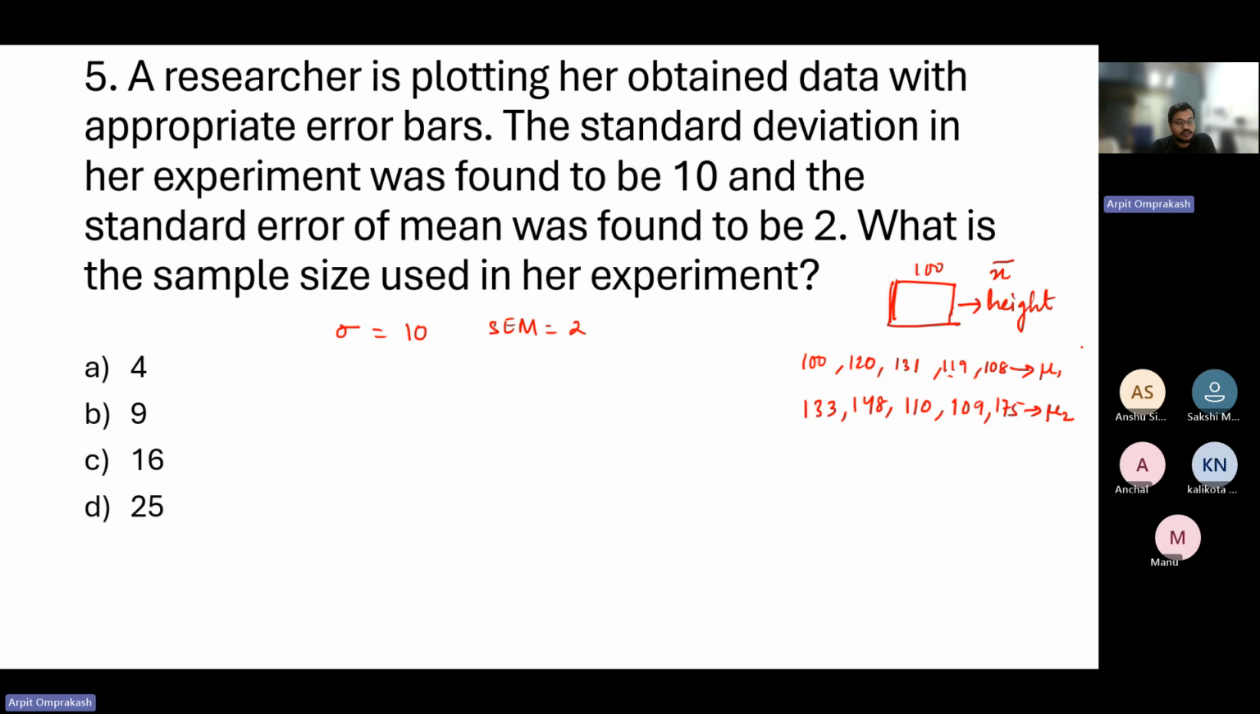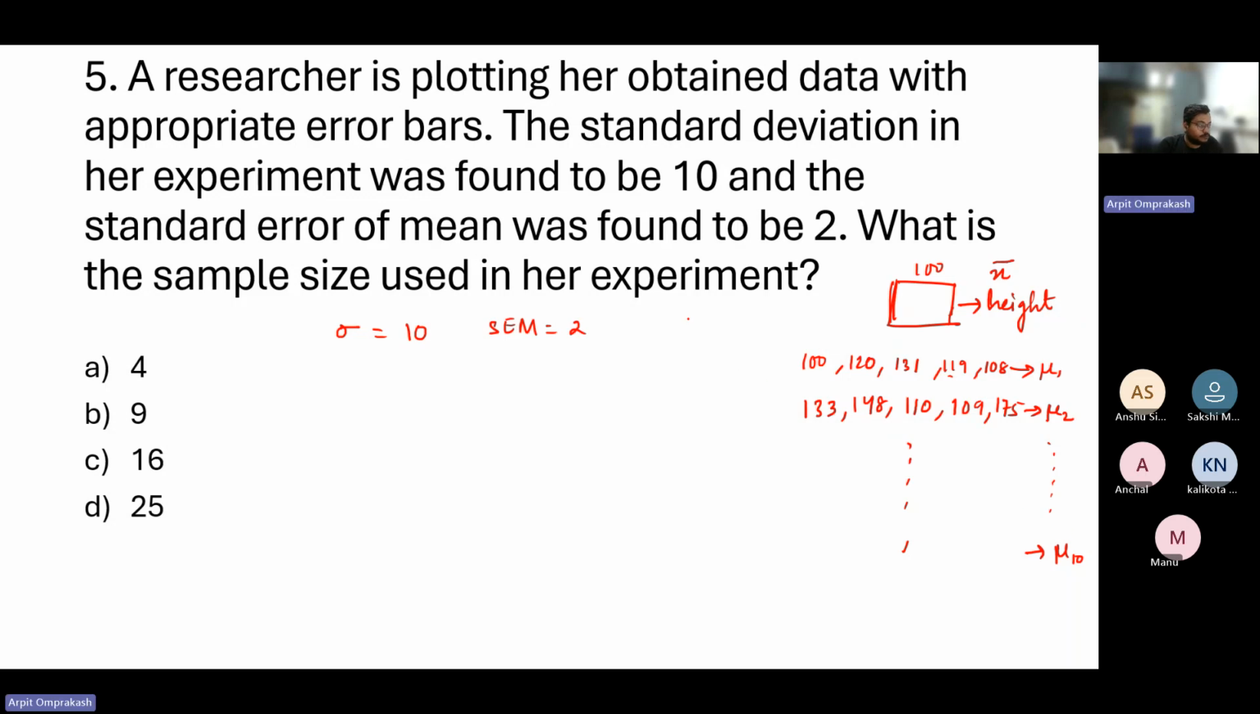So which of these is a more reliable indicator of the mean of the population? Or how are these means distributed? That basically is the standard error. For example, drawing more on this, let's say we take 10 samples and we have 10 values for it. Let's say mu1, mu2, mu3, mu4 till mu10.